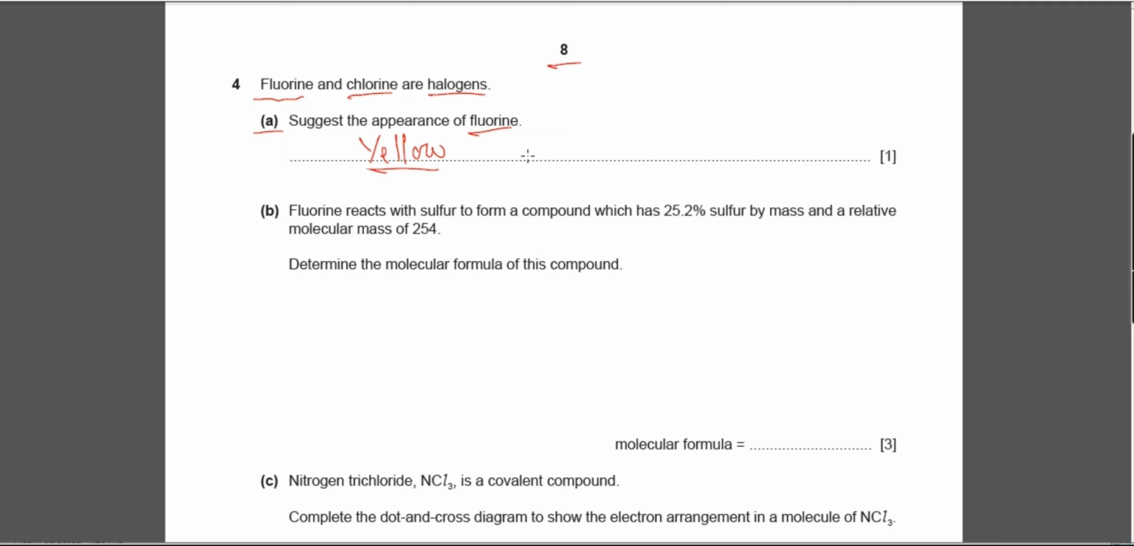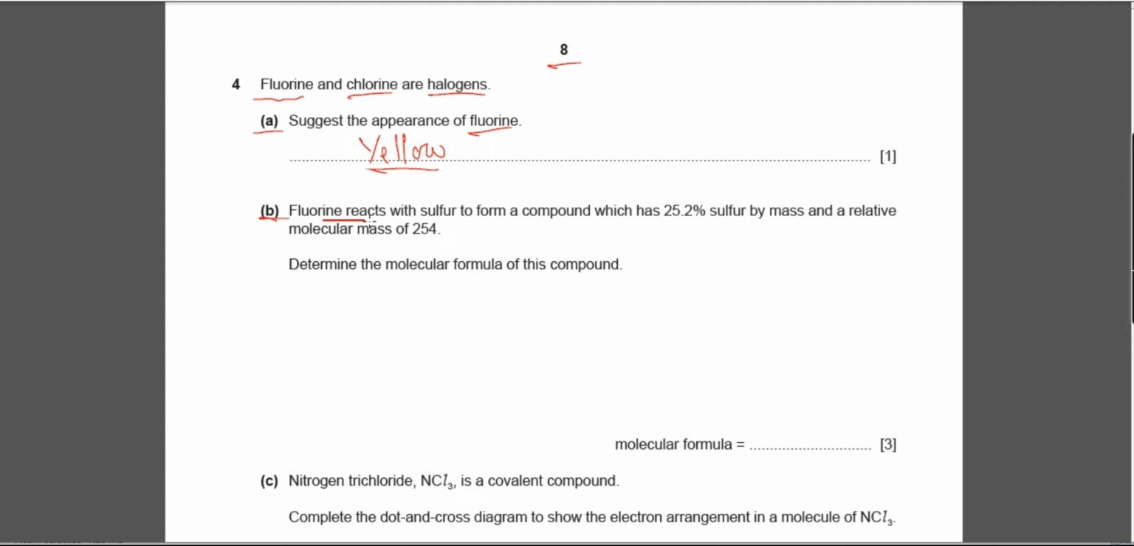Then you have to remember and write down in your exam notes the color of chlorine, which is green or greenish. For bromine, brown or orange, and for iodine it is gray or solid. That will help in future when you are solving other past papers, as the examiner may ask you the color of any other halogen, so try to memorize all.